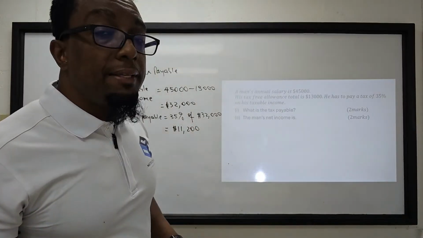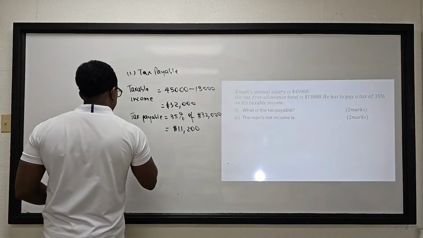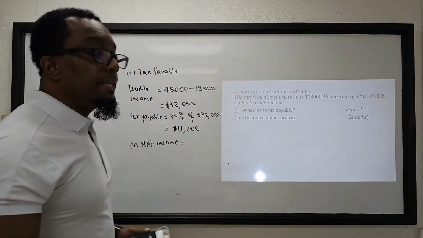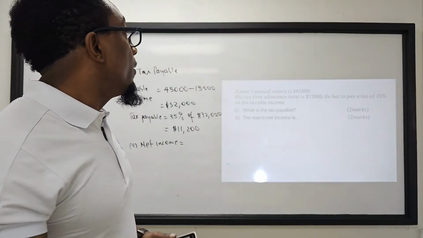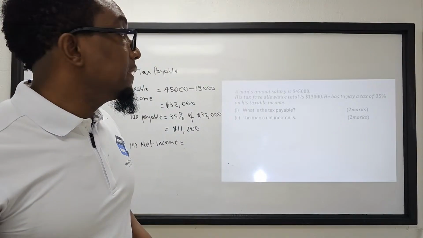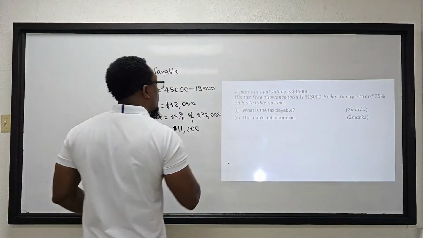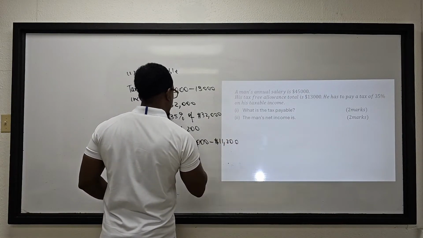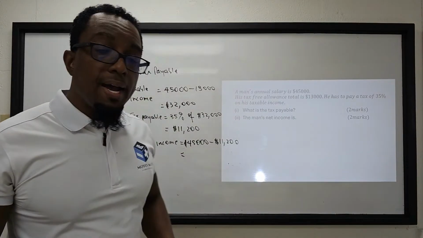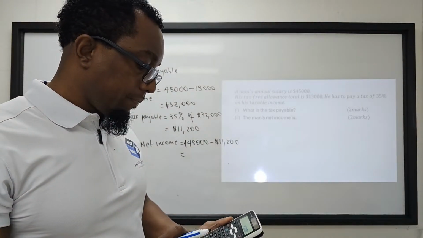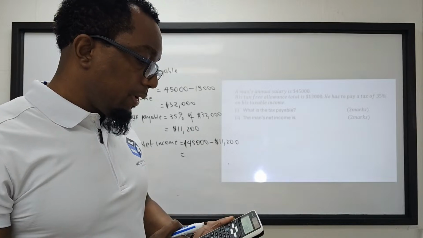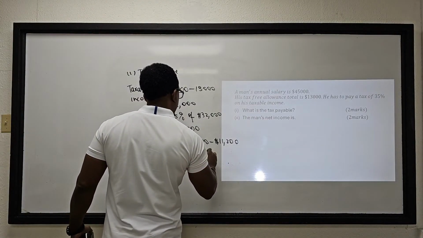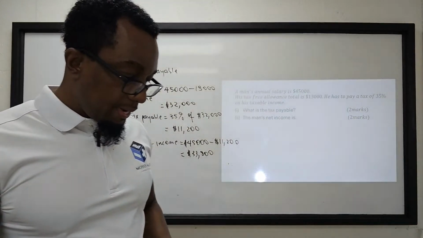And therefore the man's net income will be to take his tax away from his gross income. So this will be his net income. So his net income will be, I'm taking away from $45,000, $11,200, which will give us $33,800. All right?